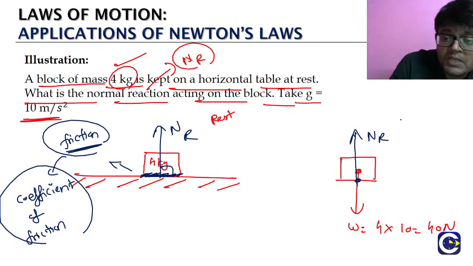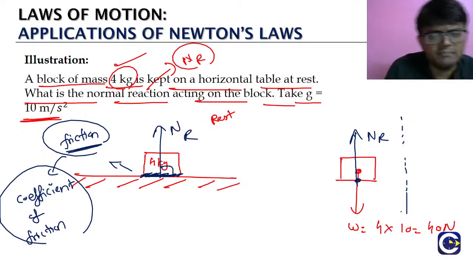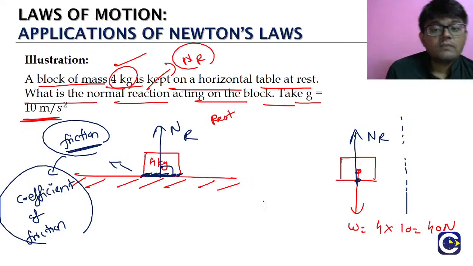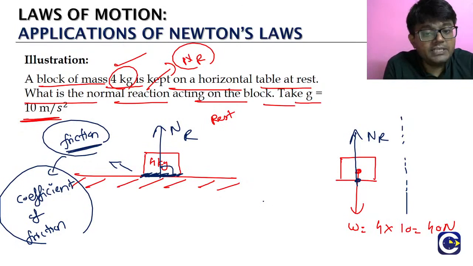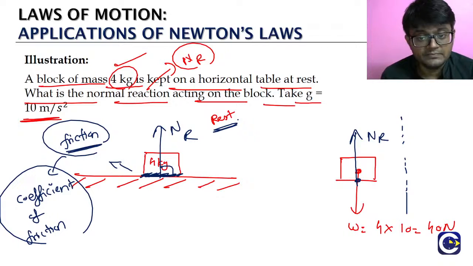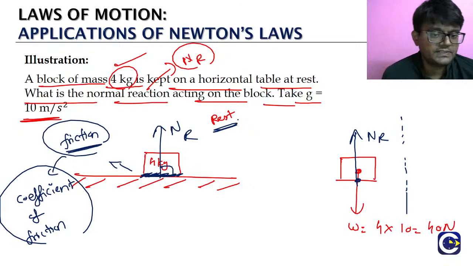Look here, both of them are acting along the same line. One is vertically upwards, the second is vertically downwards. Now what are we going to do? We have to apply the equilibrium condition because they are saying the block is at rest. Rest means the balancing of forces is happening. In all the examples we are going to see now, we look at balancing of forces first, and after that we look at unbalanced forces.